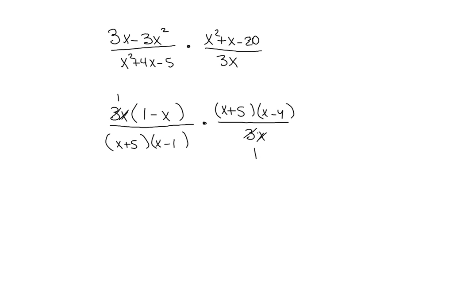What else can we cancel? X plus 5 and x plus 5, leaving us 1 and 1. Do you notice on the top what we now have is 1 minus x times x minus 4? And on the bottom we have x minus 1 times a bunch of 1s. Is everyone with me up to this point? Now, we would love to be able to cancel some more. What two things almost cancel? X minus 1, 1 minus x.